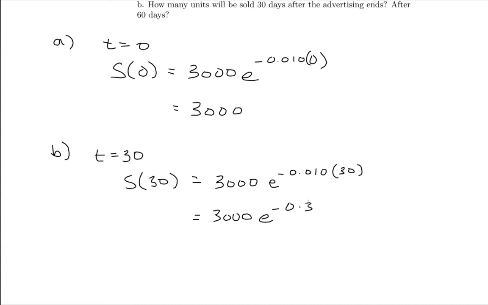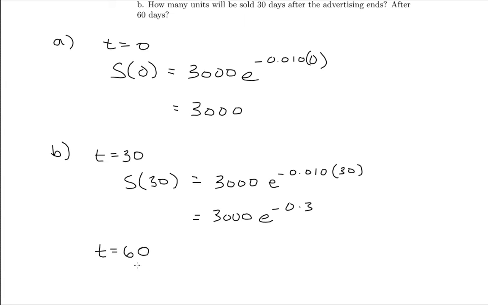negative 0.3. It's probably a good idea that you can leave it like this. If you want a decimal number, you can plug this into your calculator or any other computer, and it can give you a nice number. But for us, we're just going to leave this. This is the most exact answer you can get. So let's look at the other case.